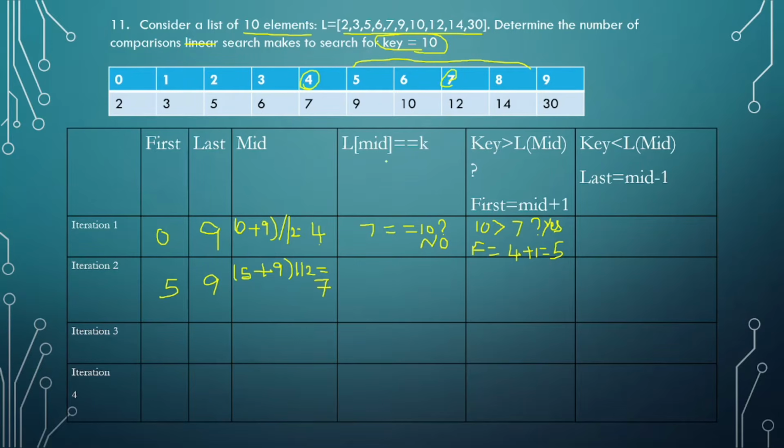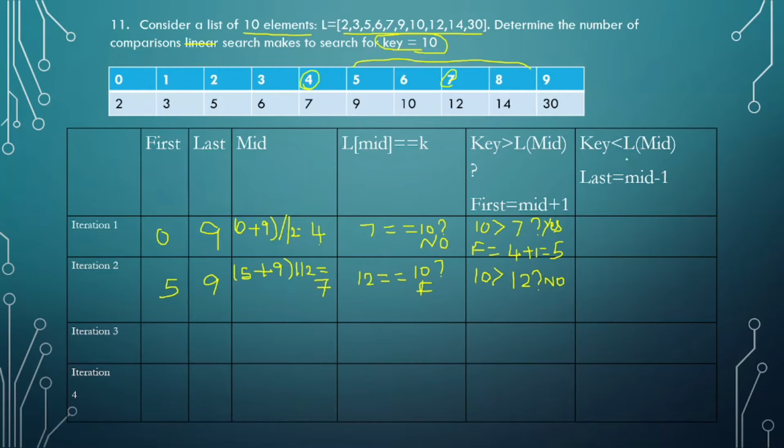So what is the element here? 12. So L of mid is 12. So is 12 equal to 10? The condition is false. If the condition is false, you are going to check whether the key is greater than or less than. What is the key? 10. Is 10 greater than the element here, 12? No, 10 is not greater than 12. So the answer is no.